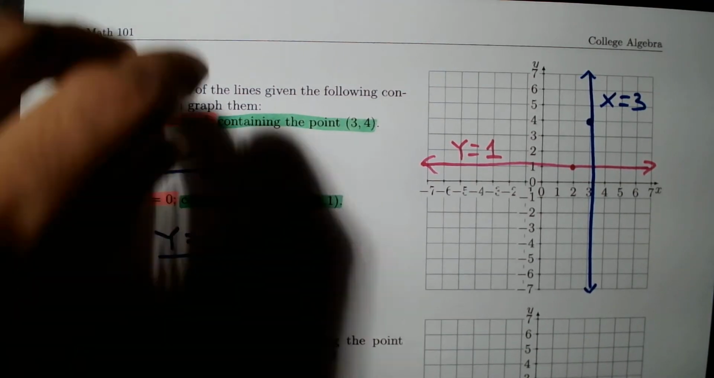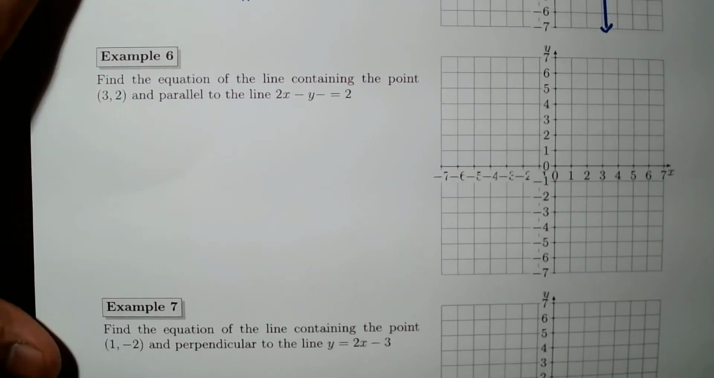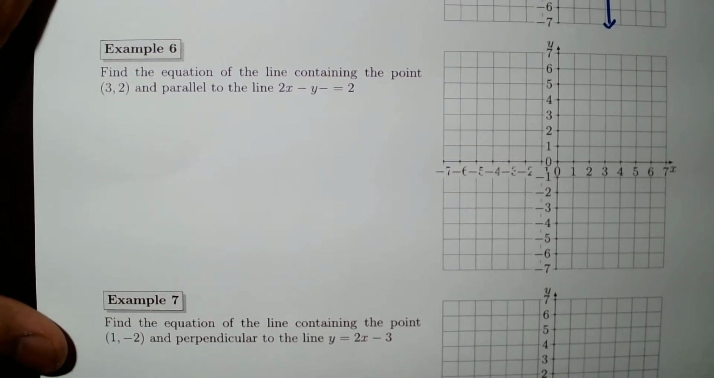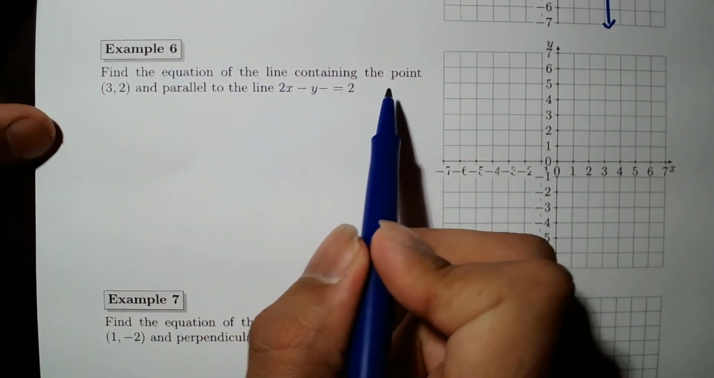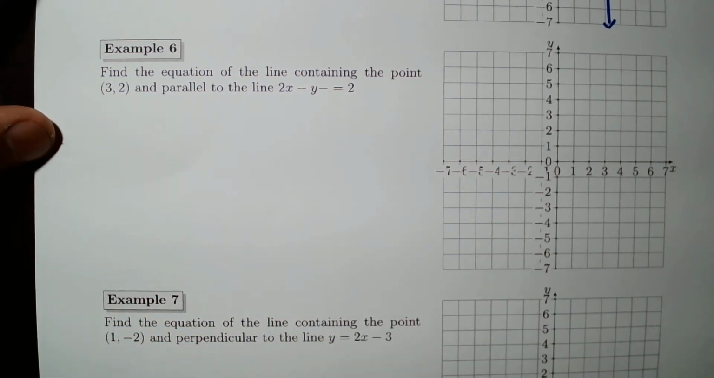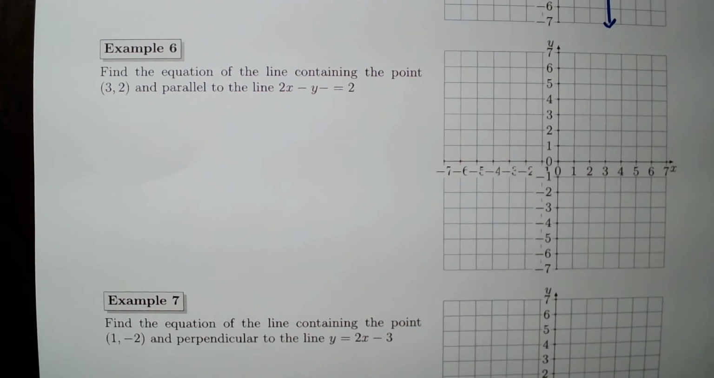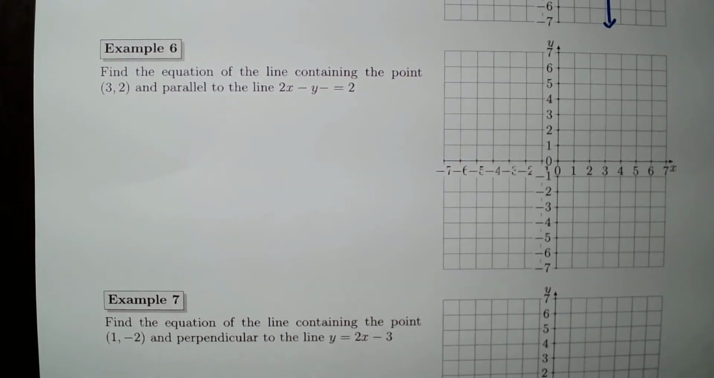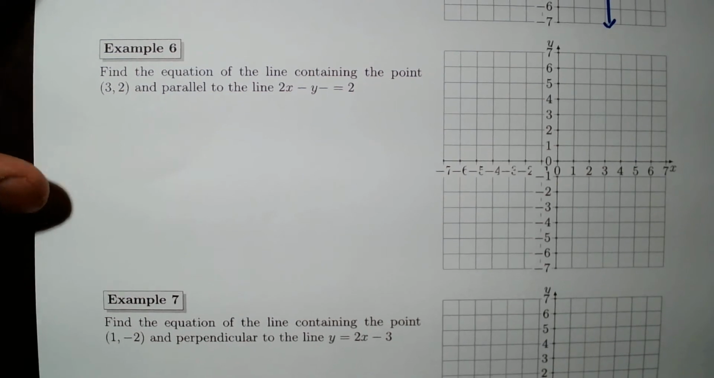Okay, now let's do a couple more that have to do with parallel lines. Find the equation of the line containing the point (3, 2) and parallel to the line. Again, keep in mind that in order to get the equation of the line, there are two pieces of information that we need. Number one is the slope. The other one is any point. In this case, we are given a point. However, the piece of information that we're missing is the slope.